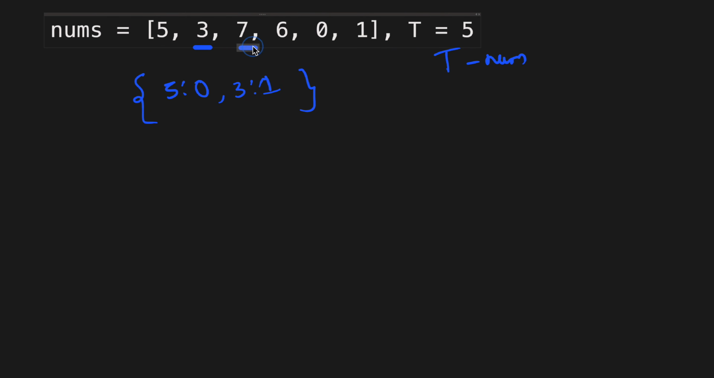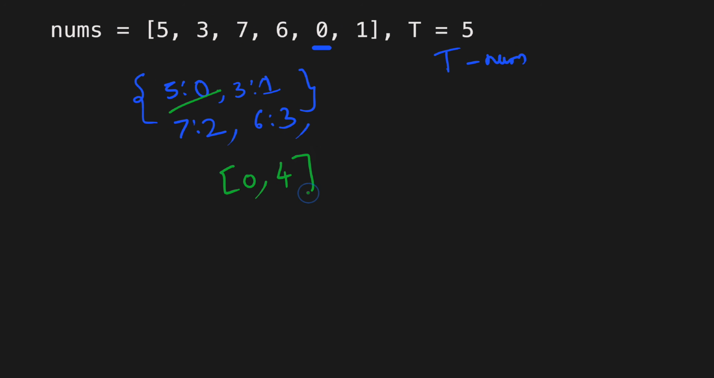Then the next number we see is 7 and its complement minus 2 does not exist in the hash map. So we add 7 to the hash map with index 2 and go to the next number, which is 6, and check if its complement, that is minus 1, exists in the hash map, and it doesn't. So we add 6 along with its index 3 to the hash map. Then the next number we see is 0 and we check if its complement, that is 5, exists in the hash map, and this time it does. Hence we will return the index 0 for element 5 and the current index, that is 4, as our answer.